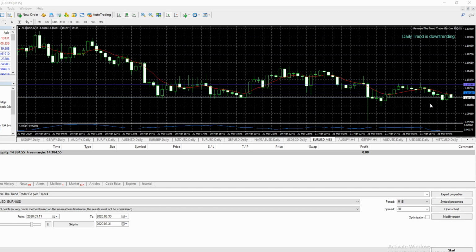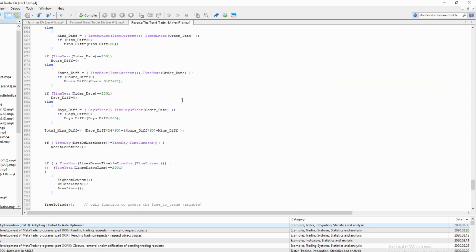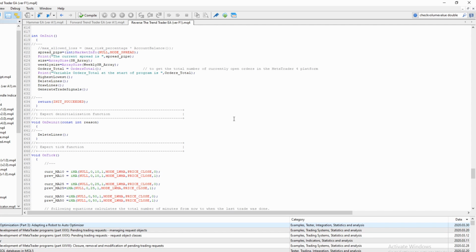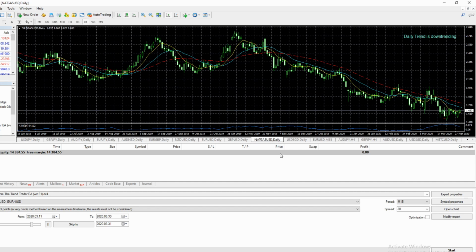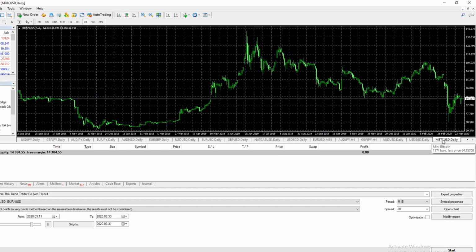Mainly what I'm running now as my automated trading strategy is called the Reverse Trend Trader EA. Personally, I've developed all my own trading strategies. I run them on the MetaTrader 4 platform, and I trade Forex pairs mainly. But my broker does allow trading certain CFDs, for example, natural gas USD, precious metals, and even Bitcoin versus USD.